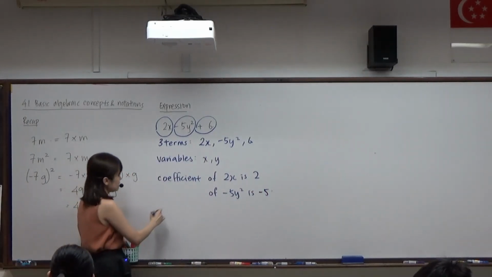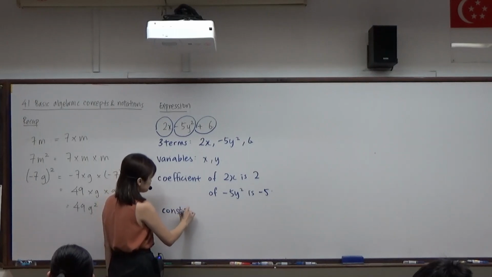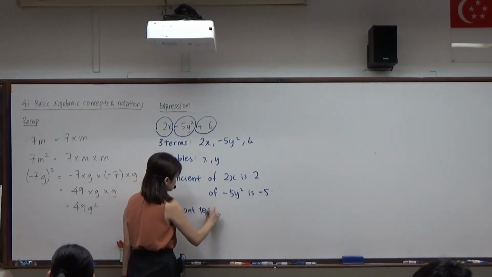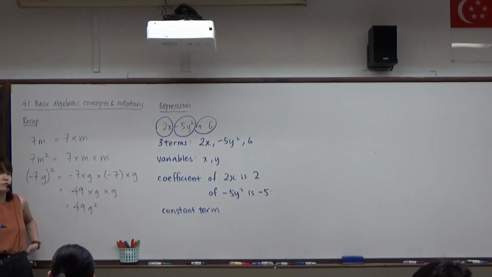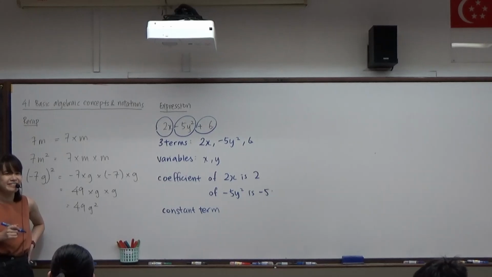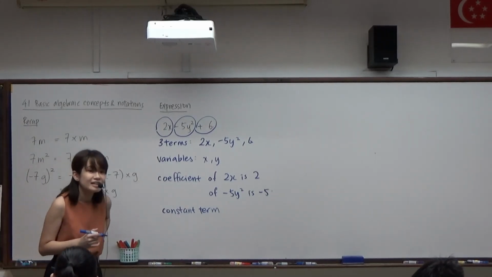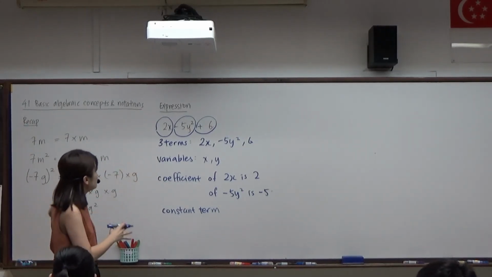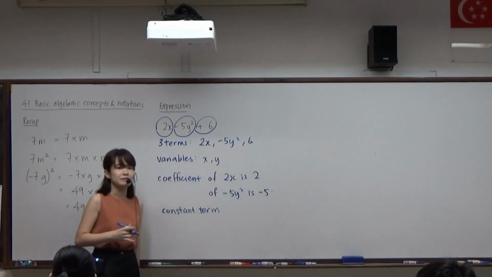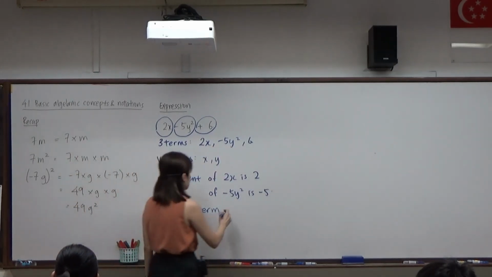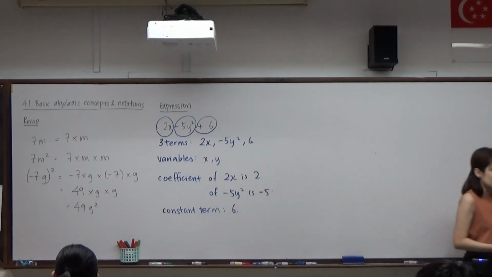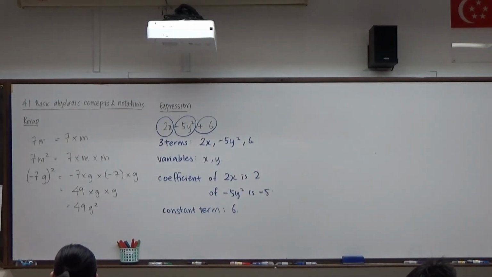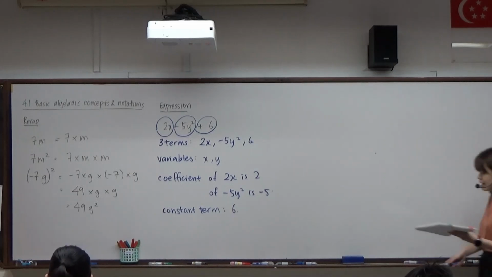And then the last thing is about the constant term. What's the constant term in this case? Which term has no variables? 6. Very good. So the constant term is 6. These are words that you need to be familiar with, and that was what I introduced to you the previous time round.